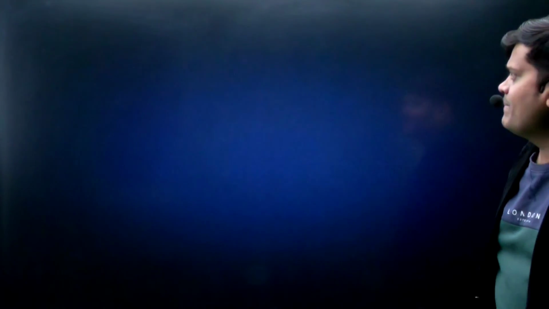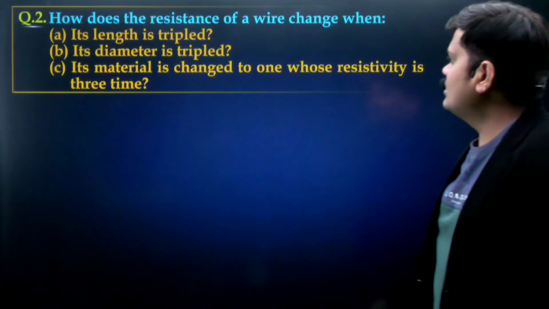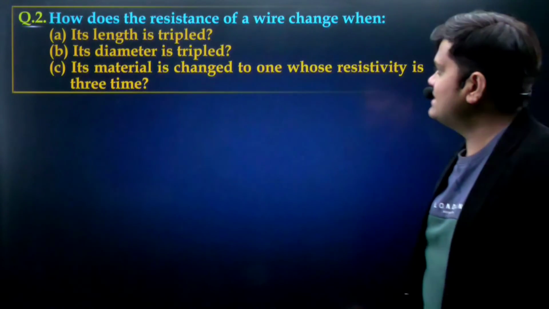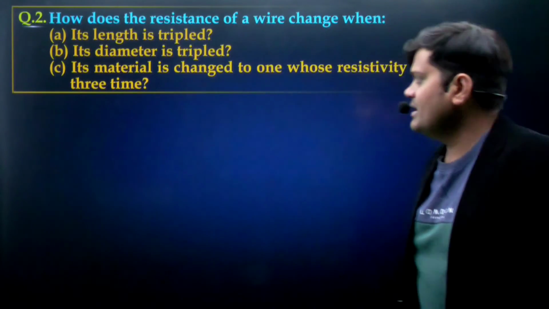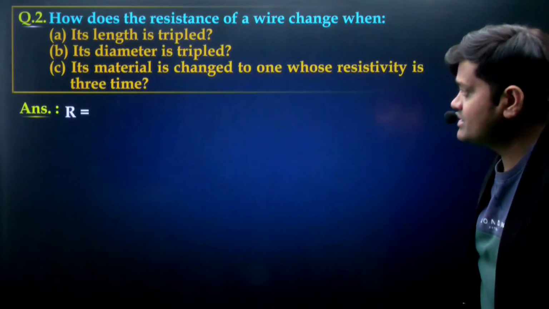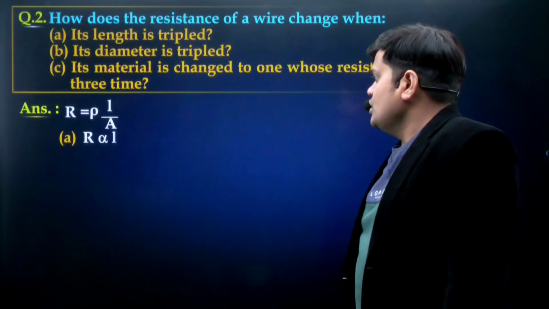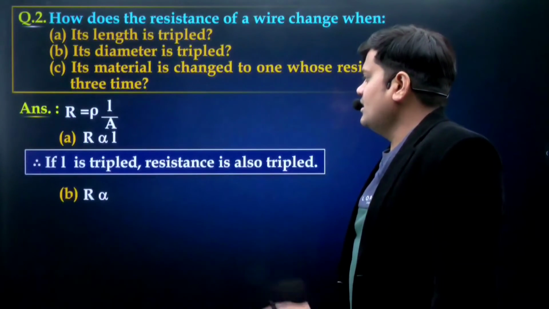The second question is, how does the resistance of the wire change when its length is tripled? If the length is tripled, then the resistance is tripled. So we can say that resistance is tripled.